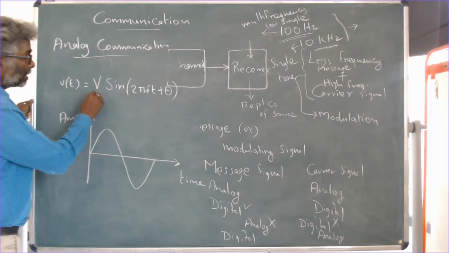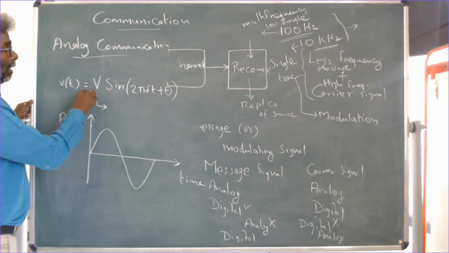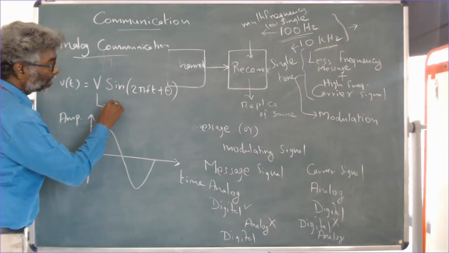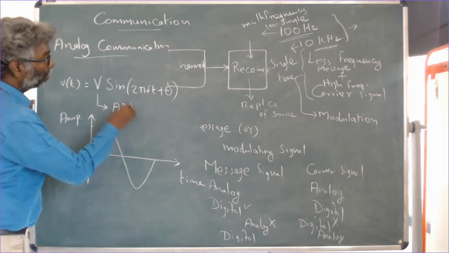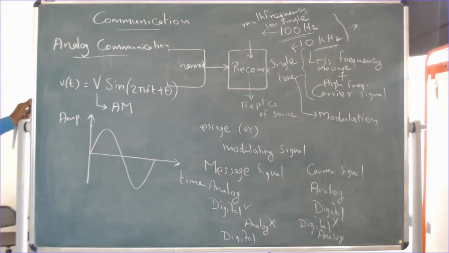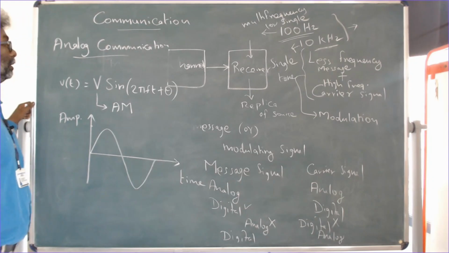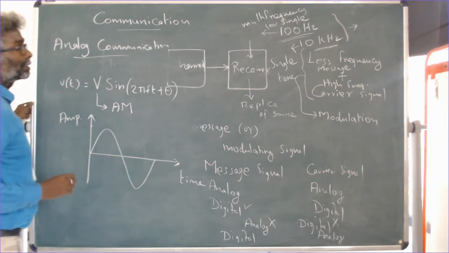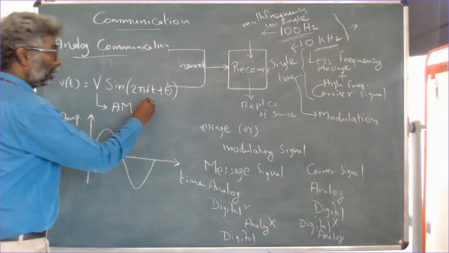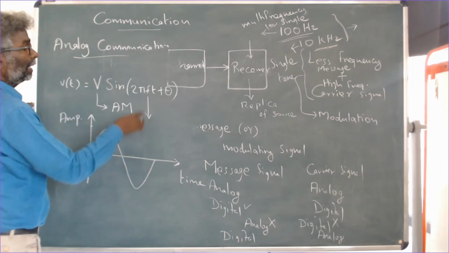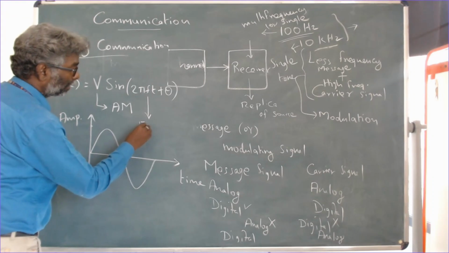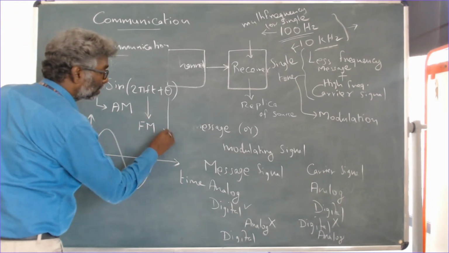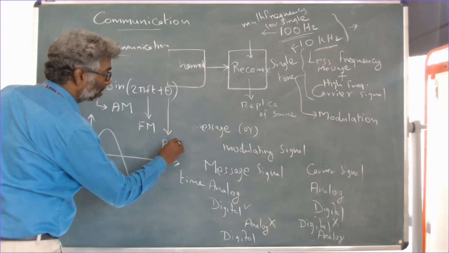If any change happens in the voltage alone, then the technique is called amplitude modulation. By adding the message signal to the carrier signal, if you observe some change in voltage, then the technique is known as amplitude modulation. If you observe any change in frequency, then the technique is called frequency modulation. If you observe any change in theta, then it is called phase modulation.